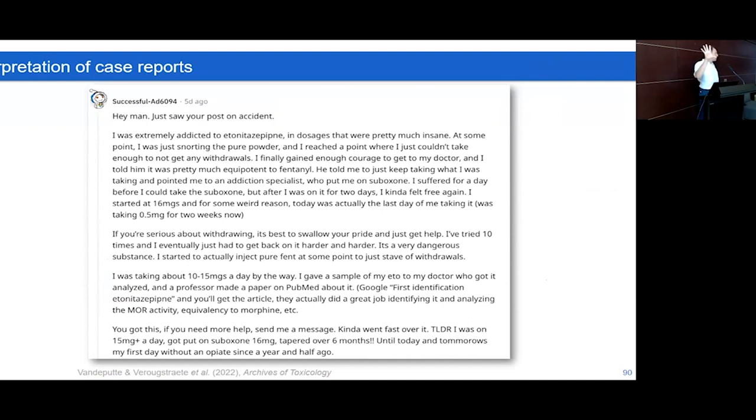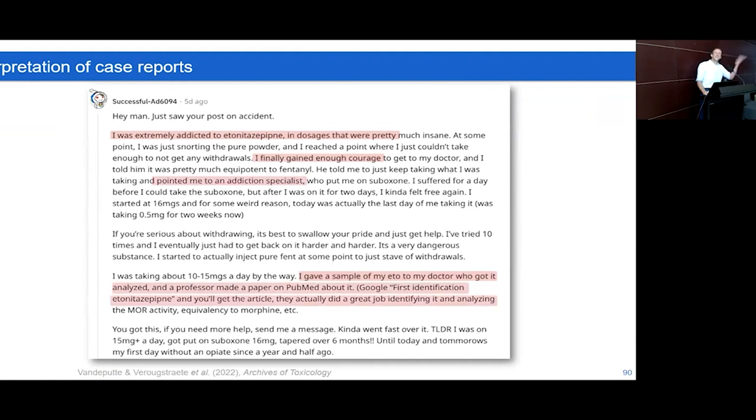This is someone that's on Reddit. We are also on Reddit. My students are on Reddit. And actually here, this guy posted that he was extremely addicted to etonitazepyne in doses that were pretty much insane. He finally gained enough courage to go to his doctor, gave a sample of his etonitazepyne to his doctor, who got it analyzed, and a professor made a PubMed paper about it.